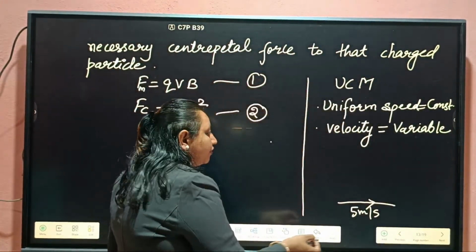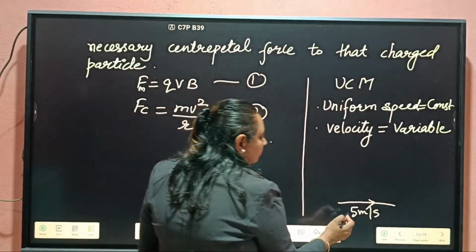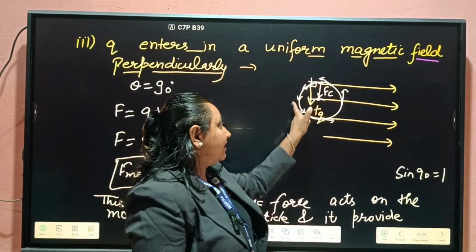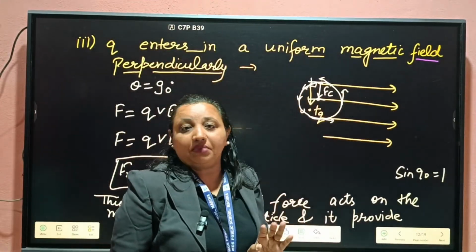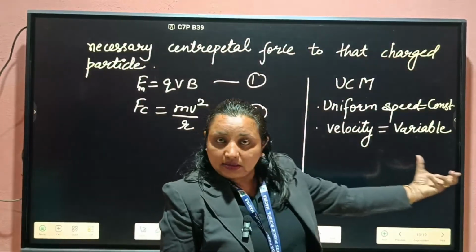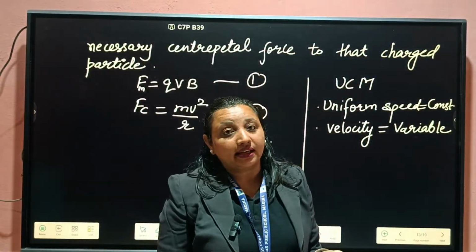But in this case of uniform circular motion, direction keeps on changing at every point, but magnitude remains the same. That's why it is a variable quantity in this. So in uniform circular motion, what will the velocity be?